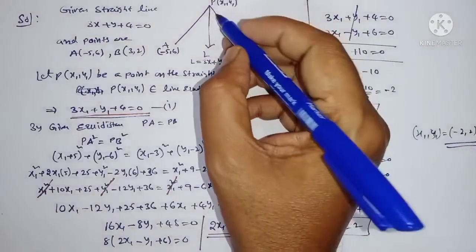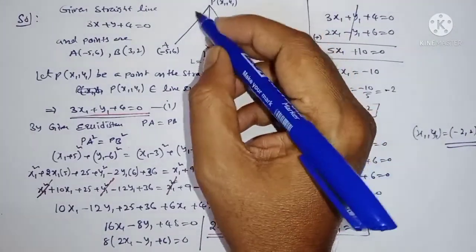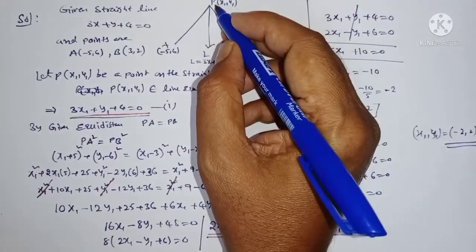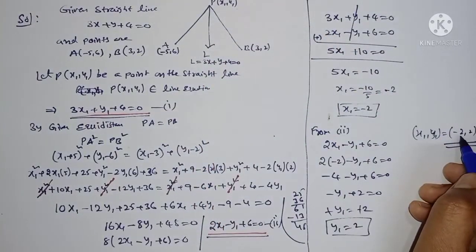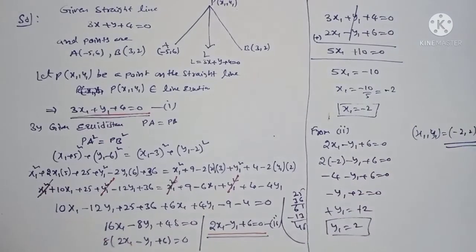The intersection of the two lines is the point equidistant from PA and PB, so P is equal to minus 2 comma 2. This is finding the point. It lies on the straight lines also. Therefore this is a method of finding the point.